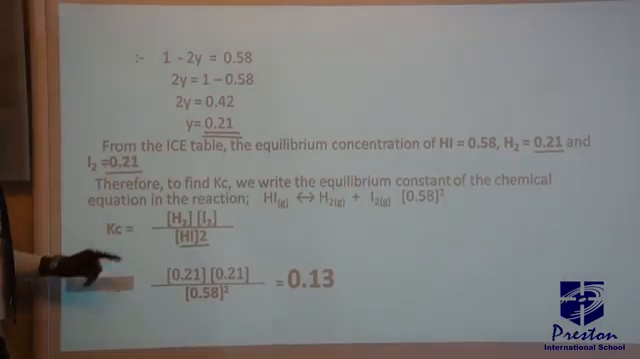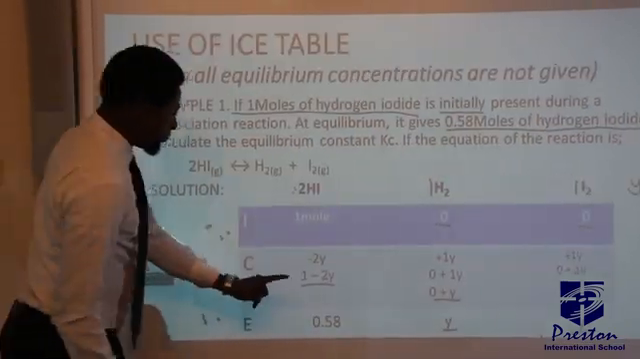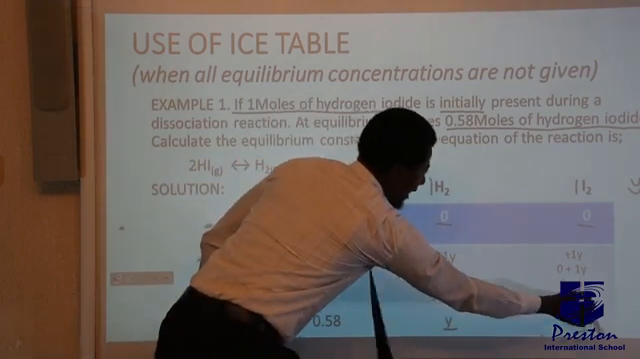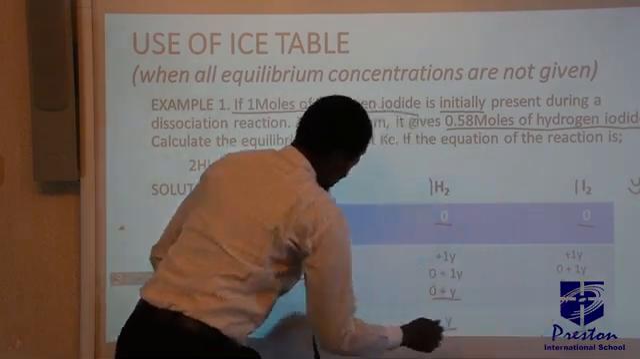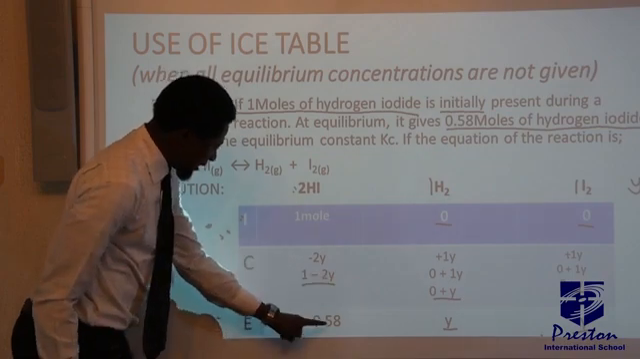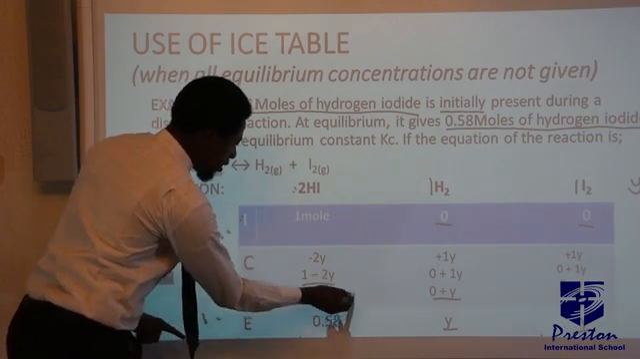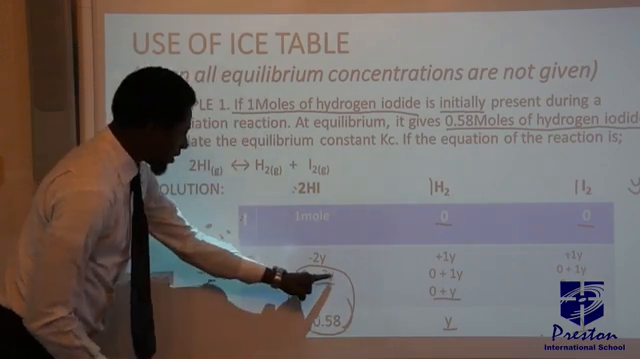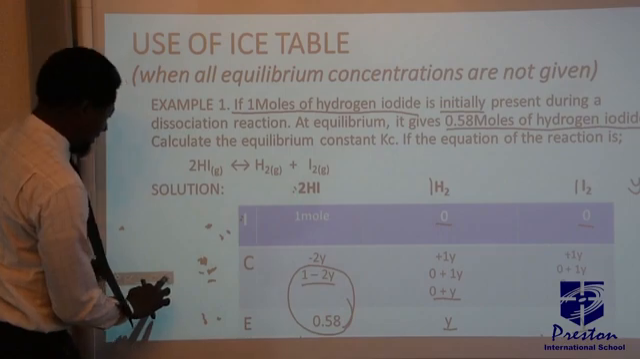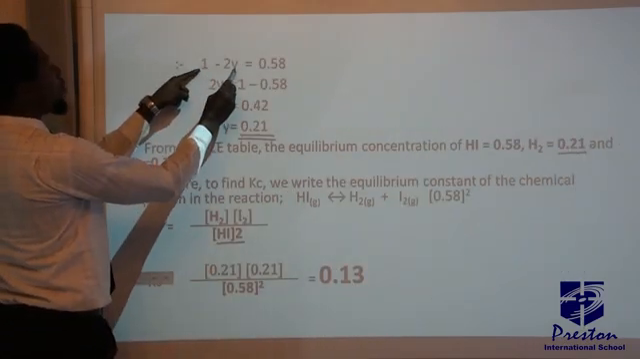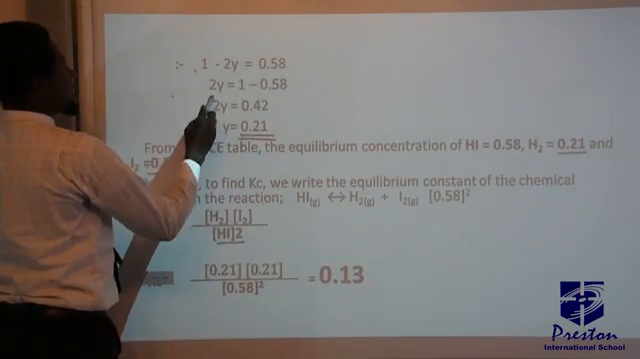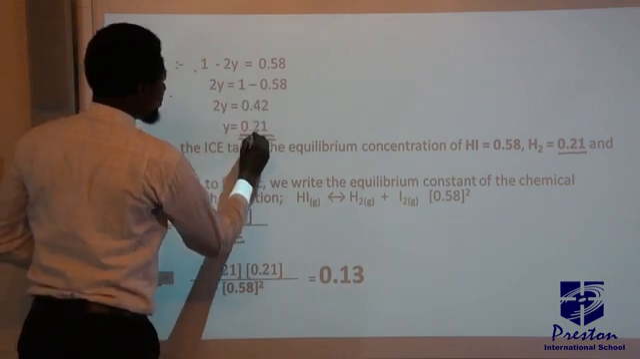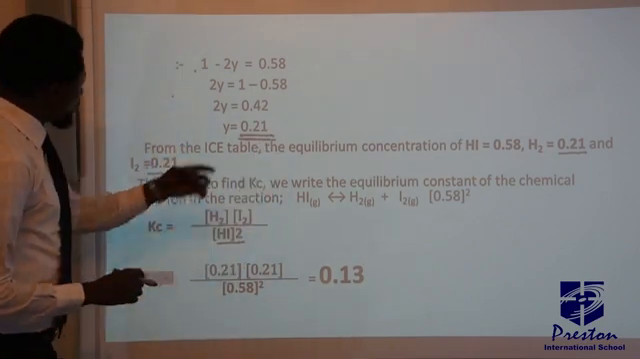Now let's proceed. This is y and this is y, we cannot work here because you have two unknowns. But in this case, this is y and this is a value that is known. So that means we can easily work here to get our y. So from that expression, 1 minus 2y equals 0.58. Then if you collect like terms, 2y will be equal to 0.42, and you at the end of the day get y equals 0.21.